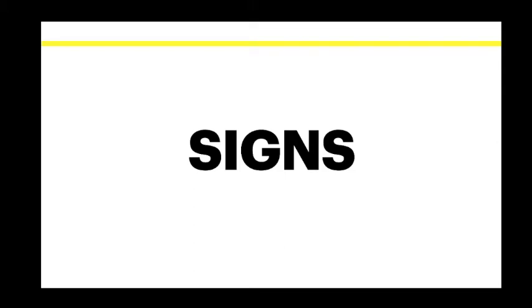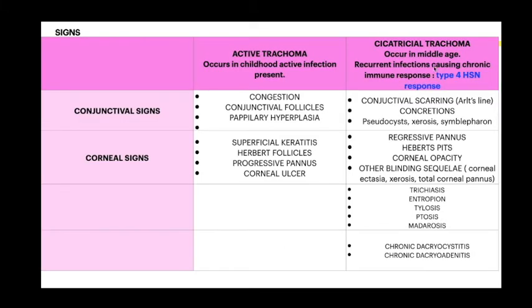Now moving on to the signs of the disease. This is a table showing the signs in the active trachoma stage and the cicatricial trachoma stage. Later I will show you the pictures of these, but just summarizing. Active trachoma means there is active infection. As I said earlier, the risk age group is less than 10 years, occurring in childhood.